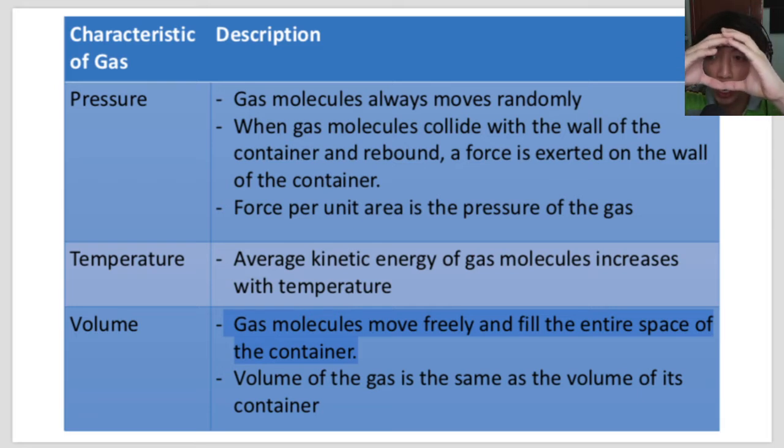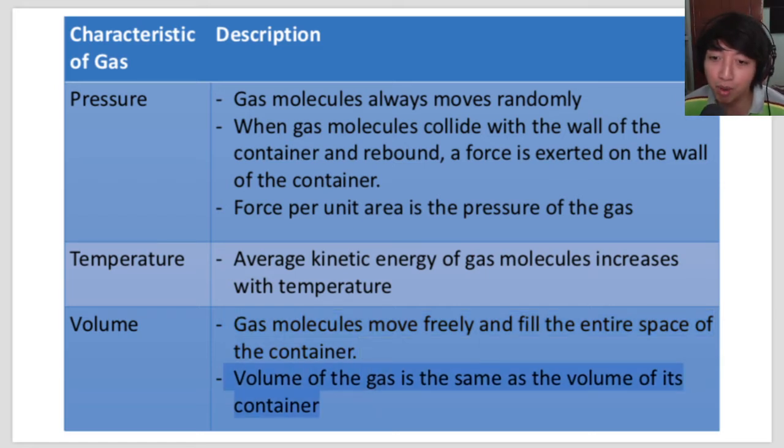So you can either have a smaller container and the molecules will have less room to move, or you can make a bigger container, same amount of gas, but because the gas can move freely, it can still fill up the entire container. Volume of the gas is the same as the volume of its container. So what I was just saying, you give it a small container, the gas will fill up a small volume. You give it a bigger container, the gas will fill up a bigger container, even though it's the same mass or same number of molecules.